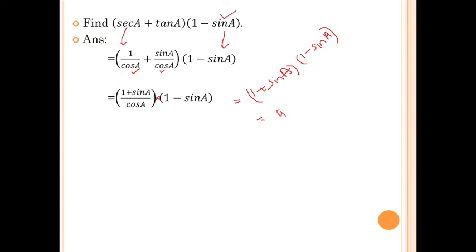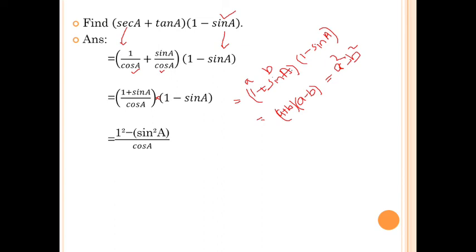We have studied this in algebraic equations. We have studied what (a plus b) into (a minus b) is. That is a square minus b square. So (1 plus sin A) into (1 minus sin A): here a is 1 and b is sin A. So a square is 1 square, minus b square, which is sin square A.